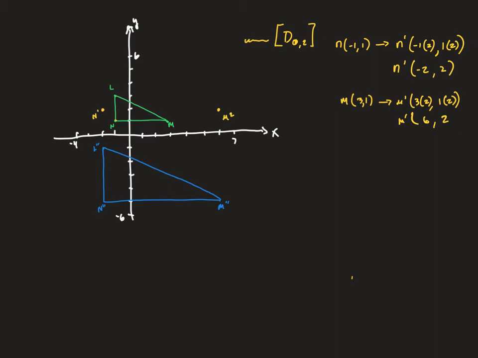And then finally that last point, which is going to be L. L is going to be negative 1, 3. And it's going to dilate to negative 1 times 2, which we have already said is negative 2, and then 3 times 2, which is going to give me 6. So it looks like that is going to be negative 2 and 6. And if I go ahead and connect my points here so I can see my triangle. Oops, there we go, much better.